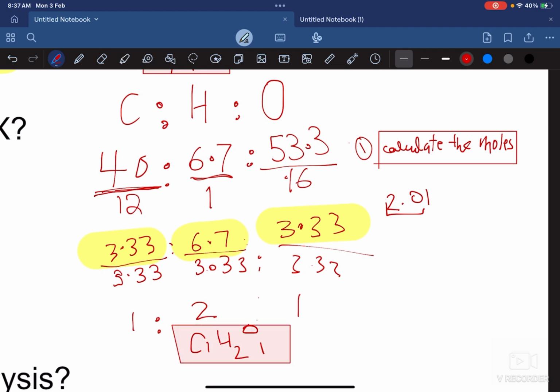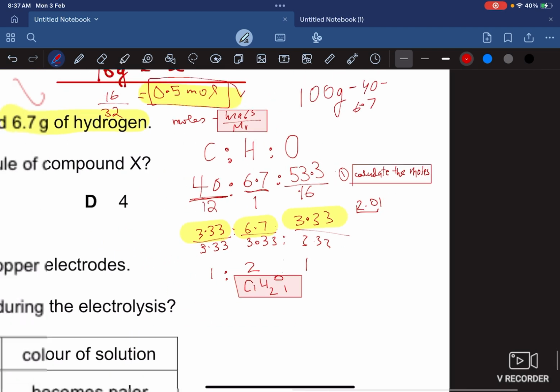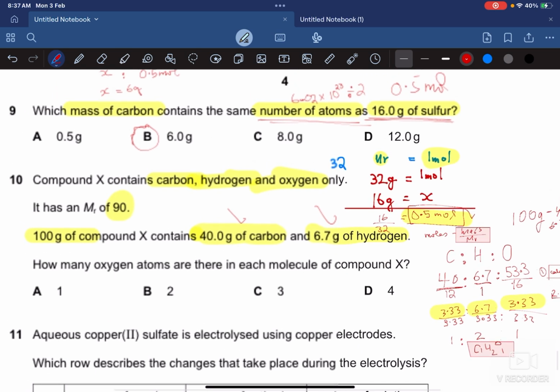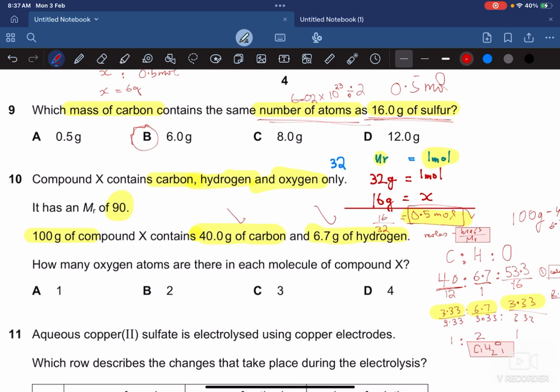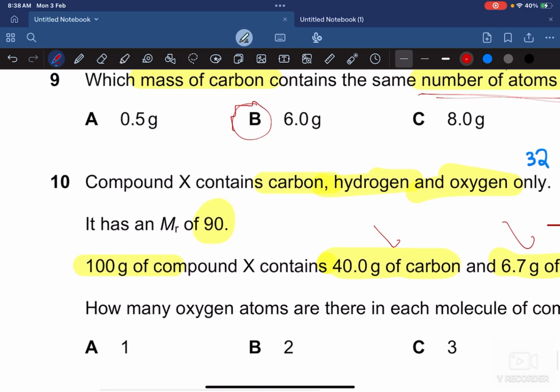However, we cannot calculate what the question was asking: how many oxygen atoms are there in each molecule of the compound. We don't have the molecular formula. So we cannot calculate the molecules, because jab tak we don't know the molecular formula, we cannot. So let's figure out how we can find the molecular formula. We're given one more piece of information and that's 90. That is the MR, the molecular mass.